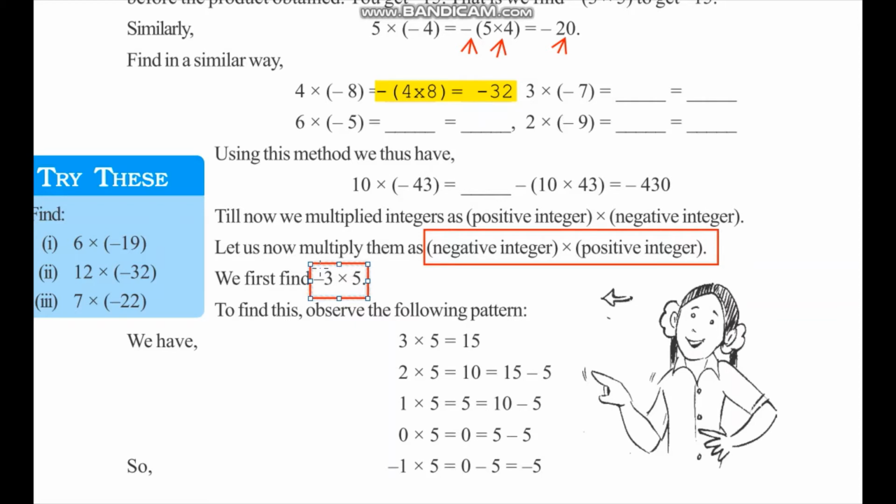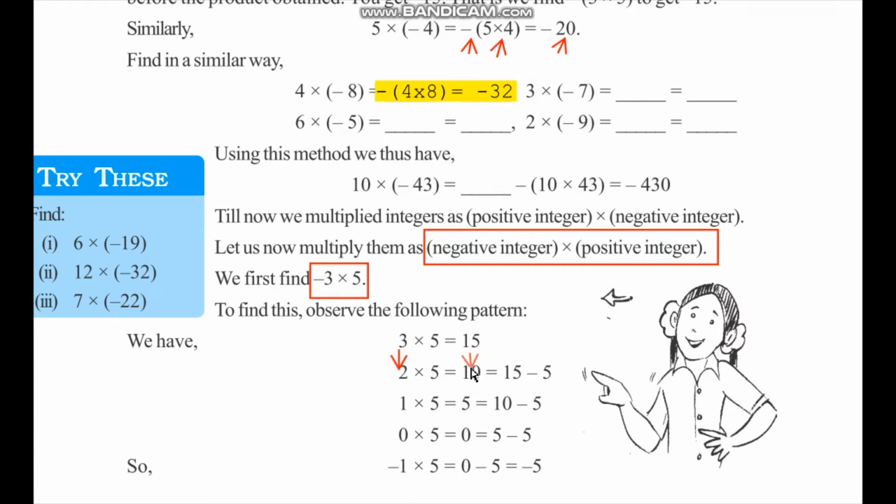In order for us to find this, let us observe this pattern. So we know that these two are positive integers or whole numbers, and when we multiply them, we get 15. Right? So we know that 3 times 5 is 15. Next, we reduce this 3 by 1, that is, we go from 3 to 2 and we try to find 2 times 5. So 2 times 5 is equal to 10.